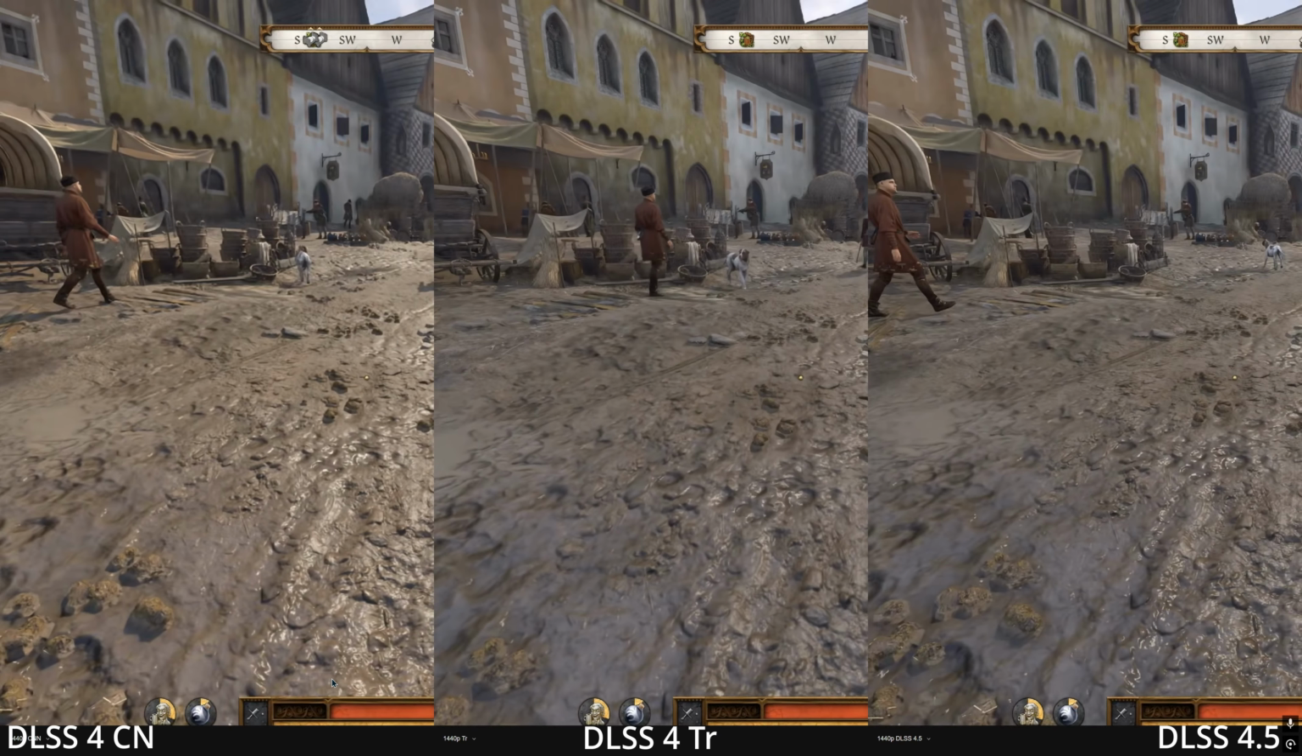DLSS 4.5 offers substantial improvements in Cyberpunk even without ray tracing, from sharper terrain textures to more stable reflections, and improved rasterized shadow quality.